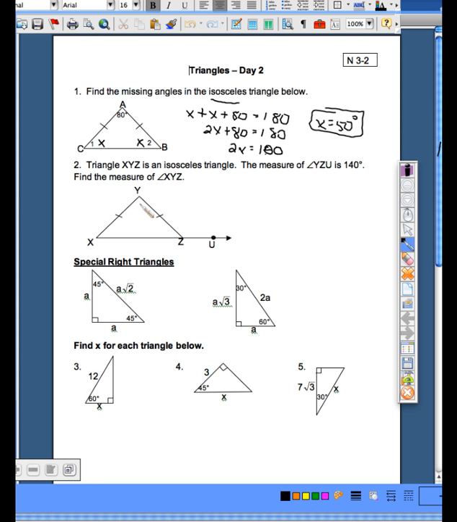All right, without being told this is an isosceles triangle, which it is, we could tell it was, again, because of the hash marks. And they want the measure of XYZ. The angle YZU is 140, so we're given this angle out here. Find the measure of XYZ. So we're looking for that angle.